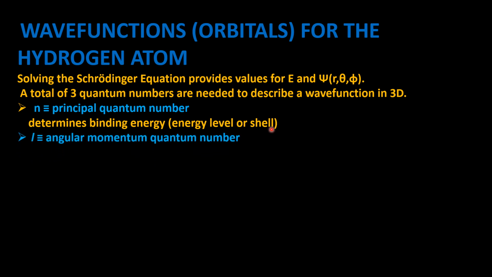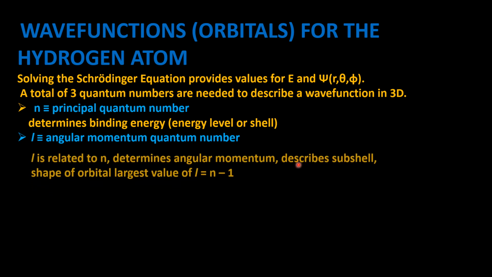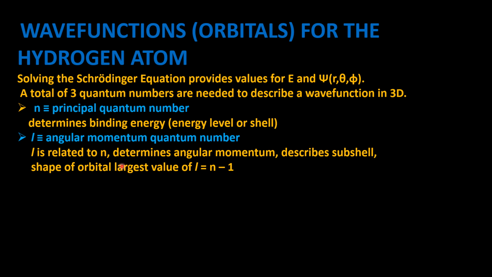The second quantum number is represented by L, and it is called the angular momentum quantum number. L is related to n, and it determines the angular momentum, and it describes the shape of the orbital. The largest value of L can be equal to n minus 1. So its values depend on the value of the principal quantum number, which tells us about the quantization of energy.